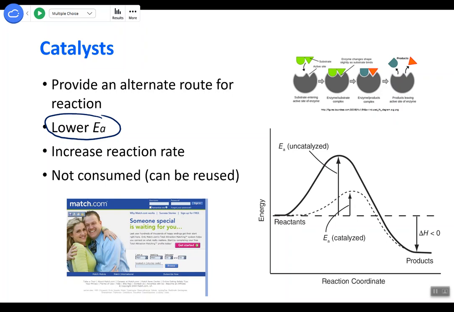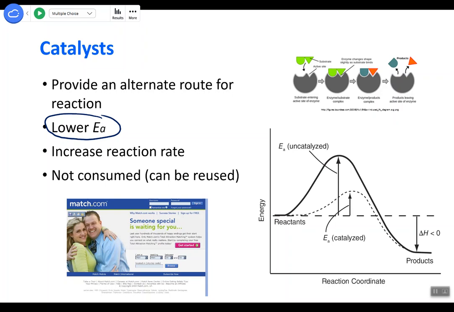Catalysts lower the activation energy. We have biological catalysts like enzymes. We can also have metals. Certain metals can act as catalysts for certain types of reactions. So they lower the energy by providing another way for that reaction to happen. This is just easier. That stabilizes the high energy transition state. If we lower that activation energy, then we can increase the rate of the reaction.